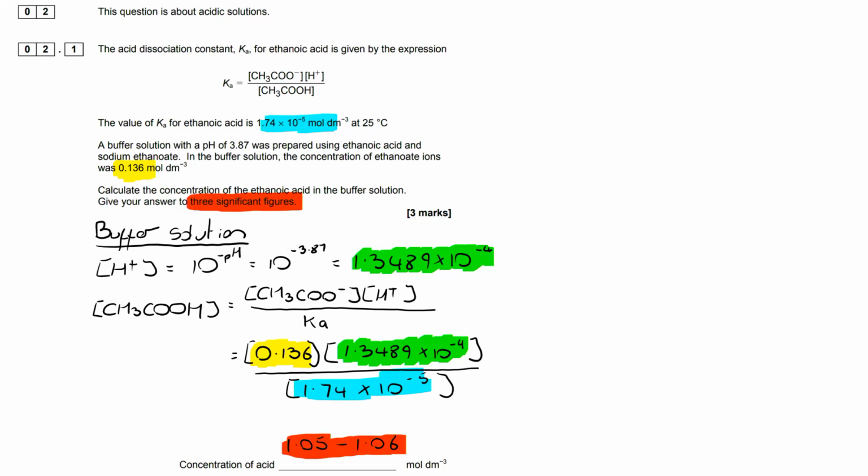You can go through with the calculator to check, but you will get a value of 1.05 to 1.06. Anywhere within that range is acceptable, but actually it has to be to three significant figures. So it's going to be one or the other.